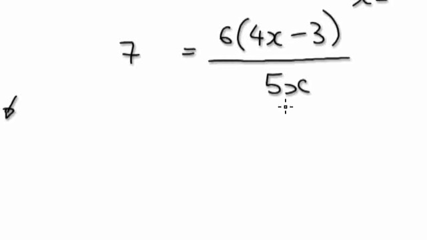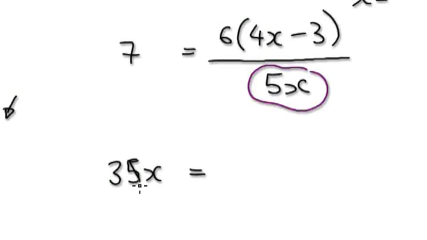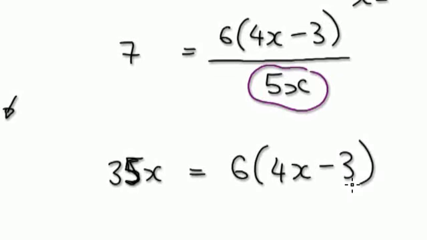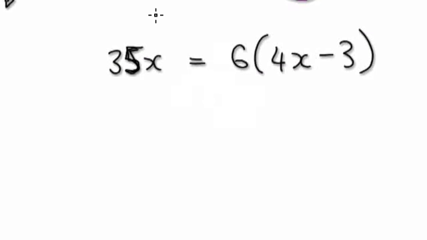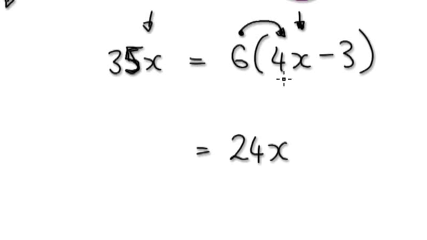Now times both sides by this bubble here. So it would be 35x on this side, and on this side it would be 6 bracket 4x minus 3. Now keep an eye on x. You're trying to make x the subject. x is stuck in this bubble here, so if you use this technique, you will break it up into two smaller bubbles. So it will be 24x, and then this times this will be minus 18.